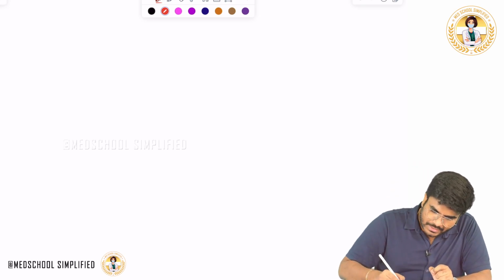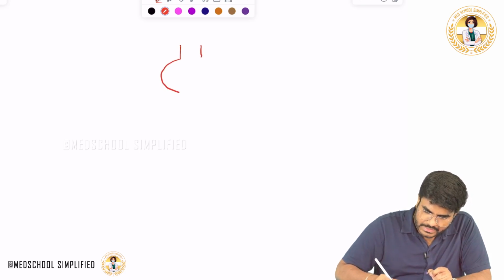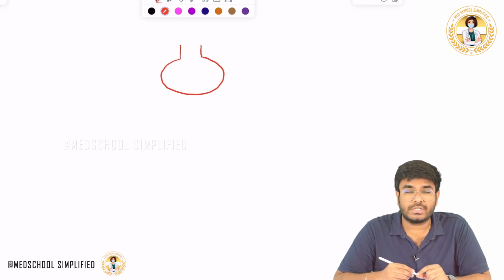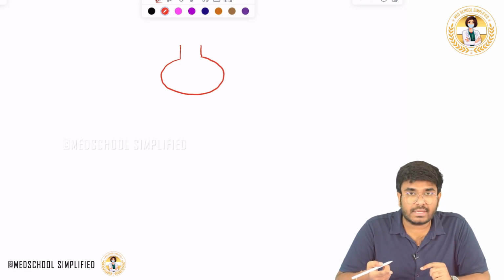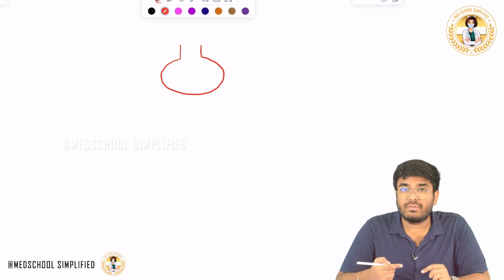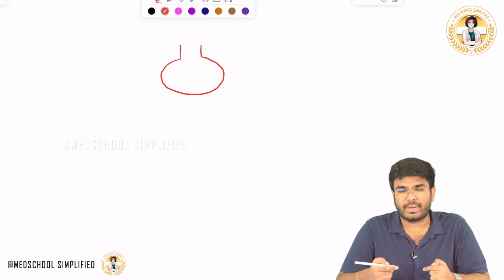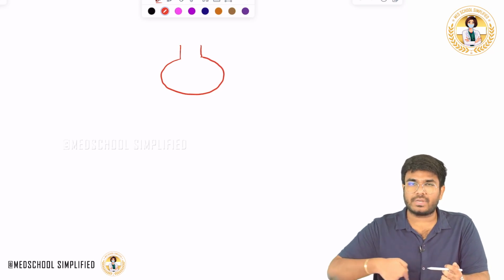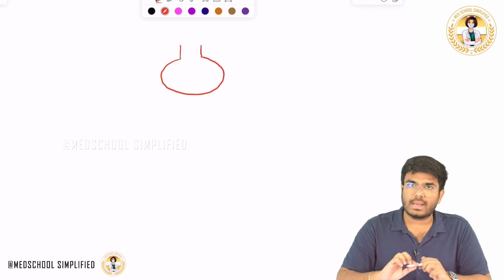So for that, let's draw a simple diagram. Let's say this is your alveolus, and in your alveolus the carbon dioxide concentration is going to be less when compared to the amount at your tissues. Tissues have a high partial pressure of carbon dioxide, and at the level of the alveolus you will have a low partial pressure of carbon dioxide. So carbon dioxide will be transported from high partial pressure towards low partial pressure, from the tissues towards your lung.